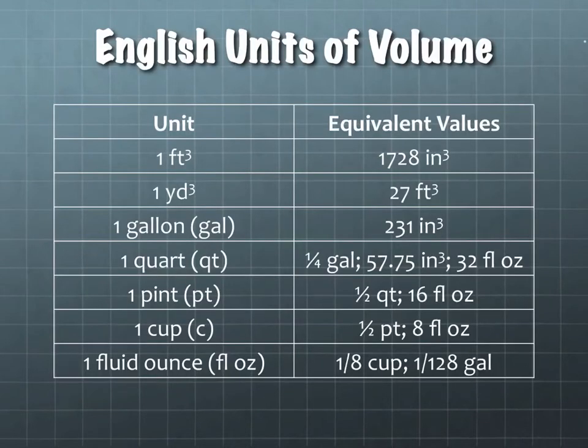We've seen these in passing once before. You had them on your very first set of metric activity sheets that I passed out. These are English units of volume. So we have cubic feet, cubic yards, cubic inches, that's the top part of it. And then we've got our gallon and our quart, pints, cups, and fluid ounces down there at the bottom. And you can see all the different measurements and how they're related.